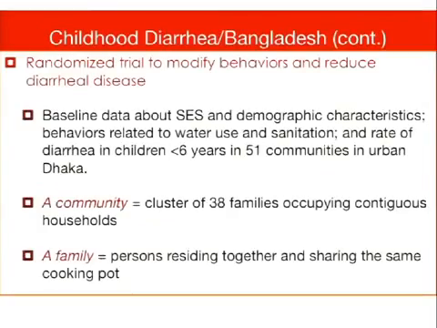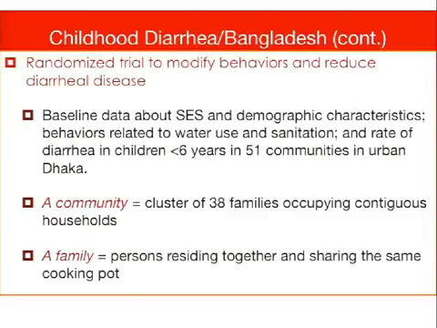And so when they started their study, they first of all, very importantly, collected a lot of baseline information. They randomized 51 communities, and for them a community was a cluster of around 40 families living in contiguous households. They defined a family as people residing together sharing the same cooking pot. So they've got 51 of these communities.